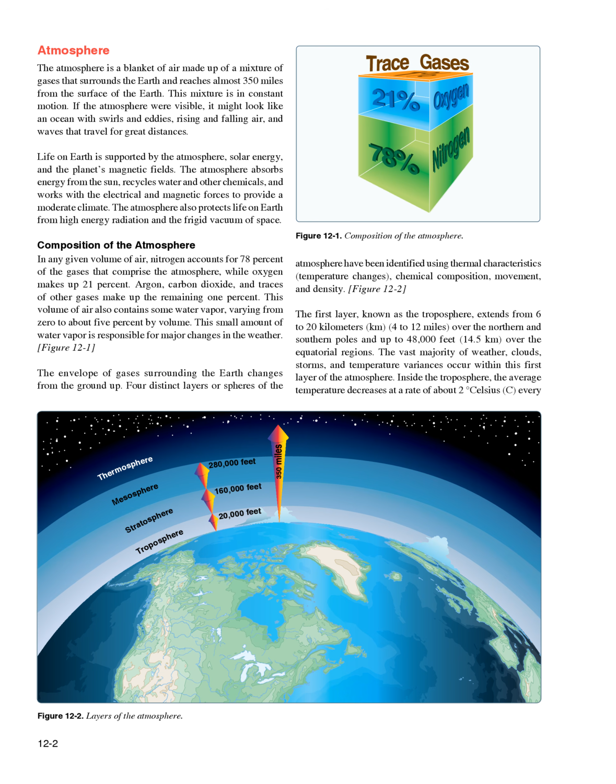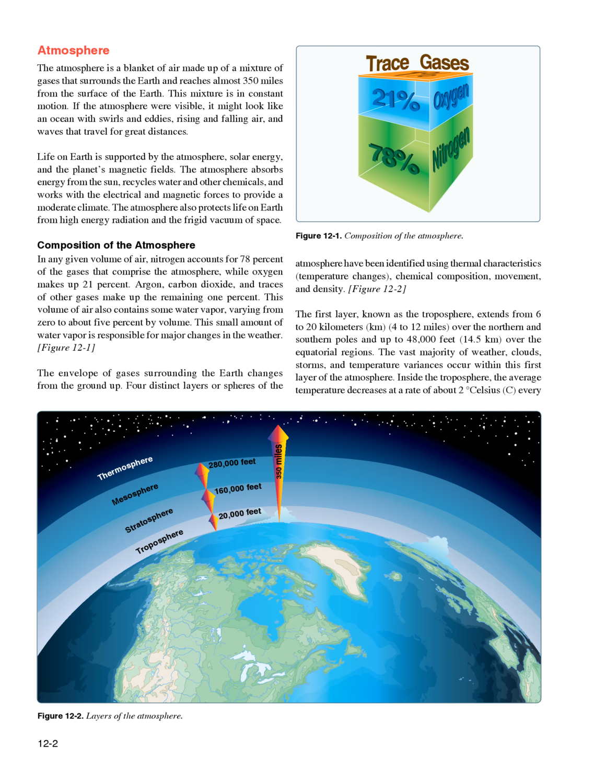Atmosphere. The atmosphere is a blanket of air made up of a mixture of gases that surrounds the Earth and reaches almost 350 miles from the surface of the Earth. This mixture is in constant motion. If the atmosphere were visible, it might look like an ocean with swirls and eddies, rising and falling air, and waves that travel for great distances. Life on Earth is supported by the atmosphere, solar energy, and the planet's magnetic fields. The atmosphere absorbs energy from the sun, recycles water and other chemicals, and works with the electrical and magnetic forces to provide a moderate climate. The atmosphere also protects life on Earth from high-energy radiation and the frigid vacuum of space.